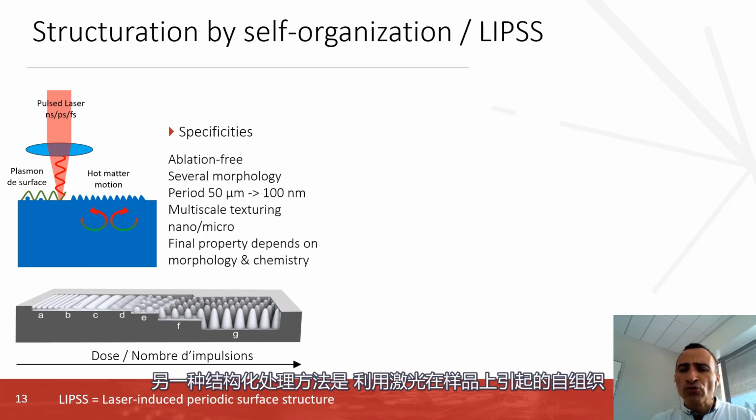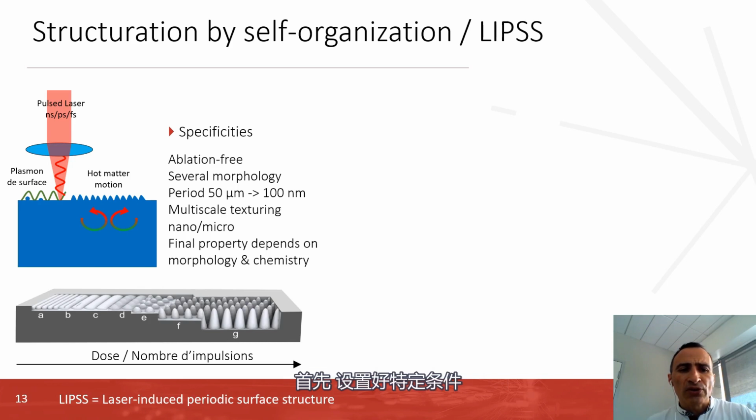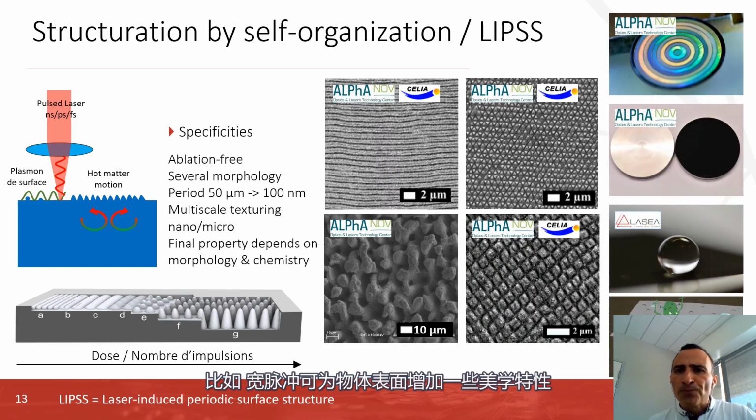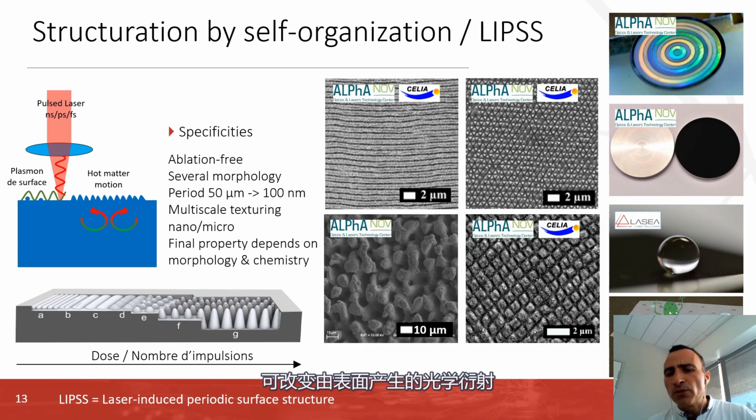Another technique to structure the surface is to use the self-organization induced by the laser treatment on the target. First, you start in specific conditions with ripples, and if you increase the dose, you will switch to some bumps, and each morphology has its own properties. For instance, ripples can produce some aesthetic properties and change the optical diffraction produced by the surface, but you can also change the reflectivity or the absorption of the surface.